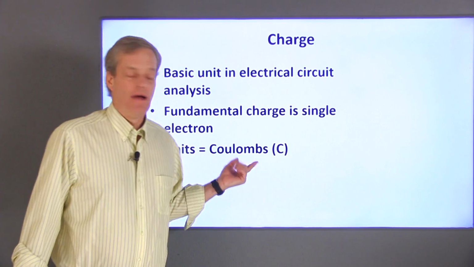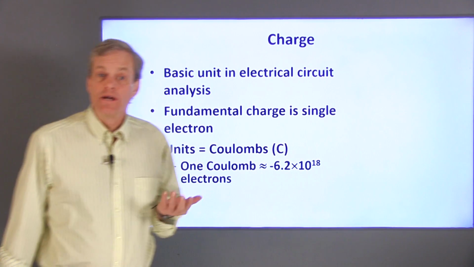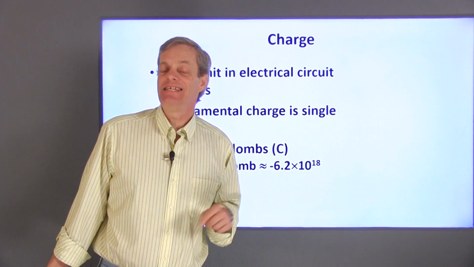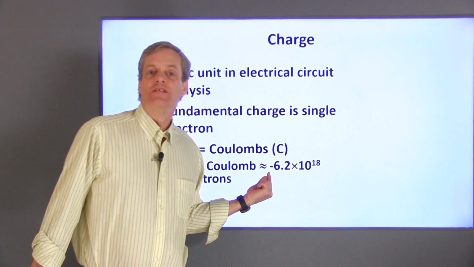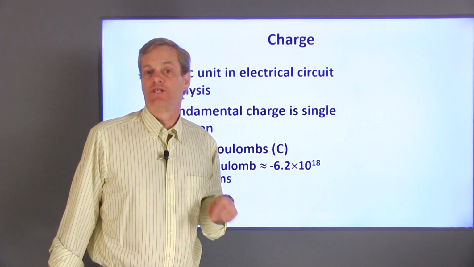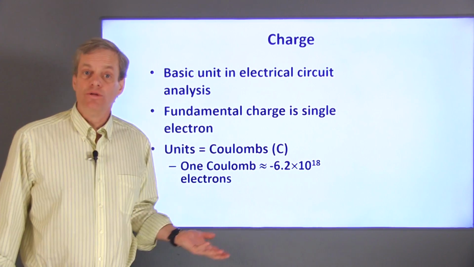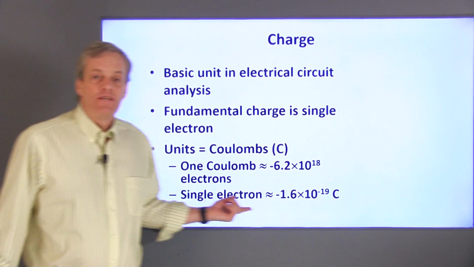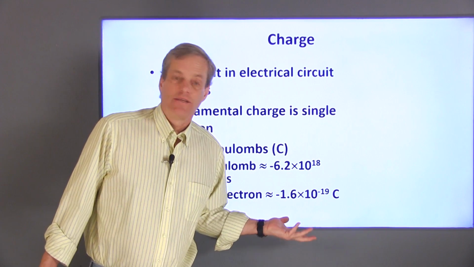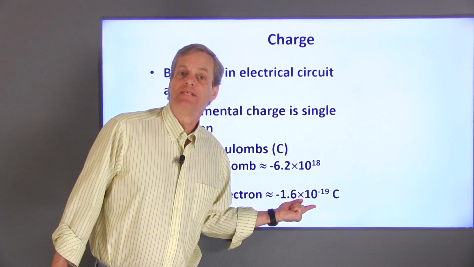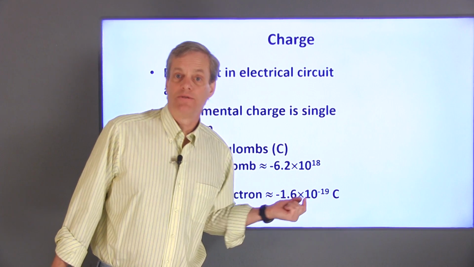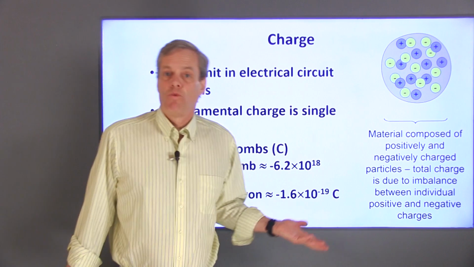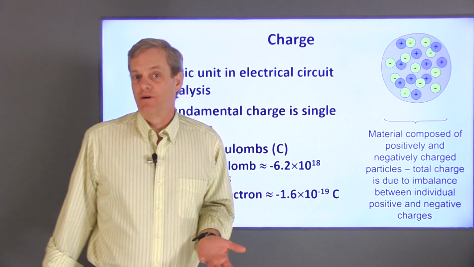Units of charge are coulombs, abbreviated as C. 1 coulomb corresponds to the charge in 6.2 times 10 to the 18th electrons. Notice that there's a negative sign associated with this. The charge of an electron is negative, but a coulomb's a positive charge, hence the change of sign. If we invert this number, it turns out that one electron has a charge of negative 1.6 times 10 to the minus 19th coulombs. The charge of a single electron is really small, so to do any useful work, we tend to use a lot of electrons.